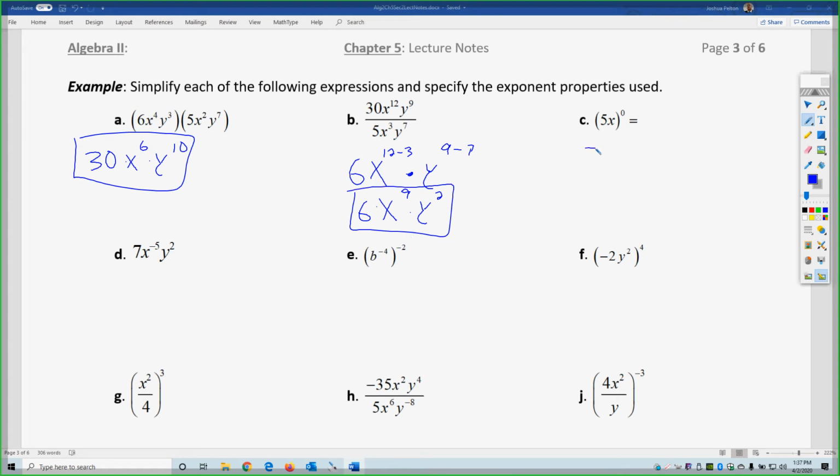Let's see. So if I distribute, that's 5 to the 0 and x to the 0. The 0 exponent rule means it's 1, so it's 1 times 1. So the answer is 1.